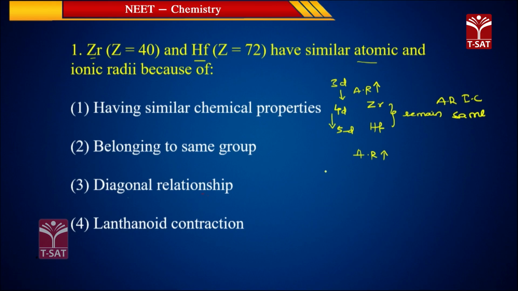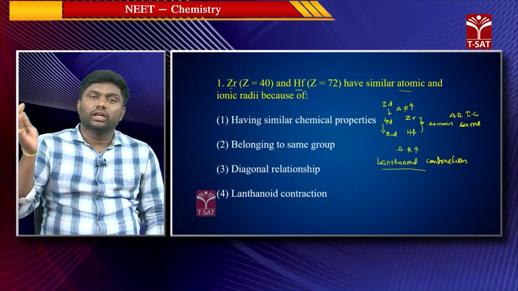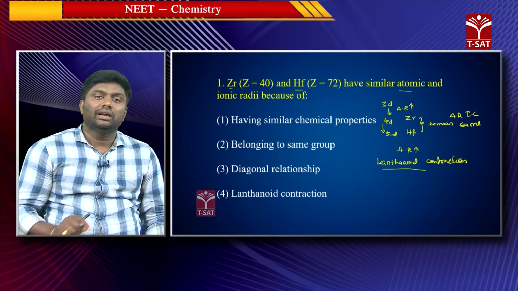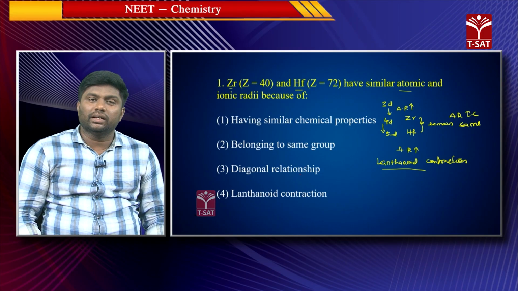Why? Due to lanthanide contraction. I think you have already studied lanthanide contraction in the periodic table. What is lanthanide contraction? Because of the poor shielding effect of the 4f electrons, the size of the atoms will decrease. Due to the poor shielding effect of 4f, the size of the lanthanides will decrease, that is lanthanide contraction.